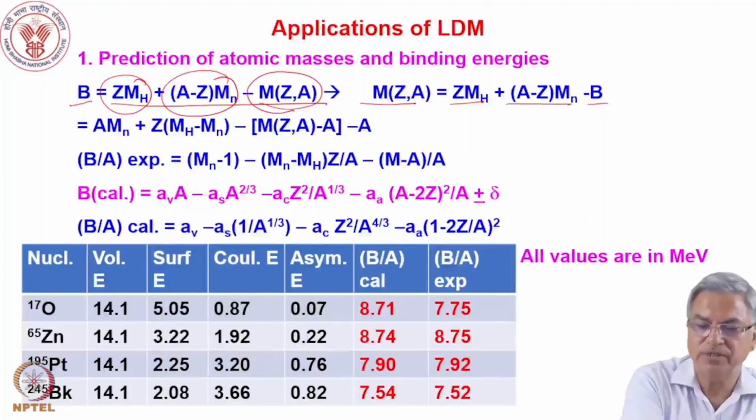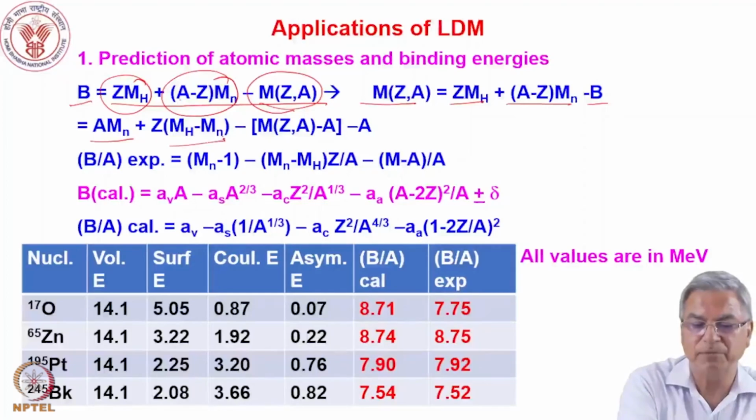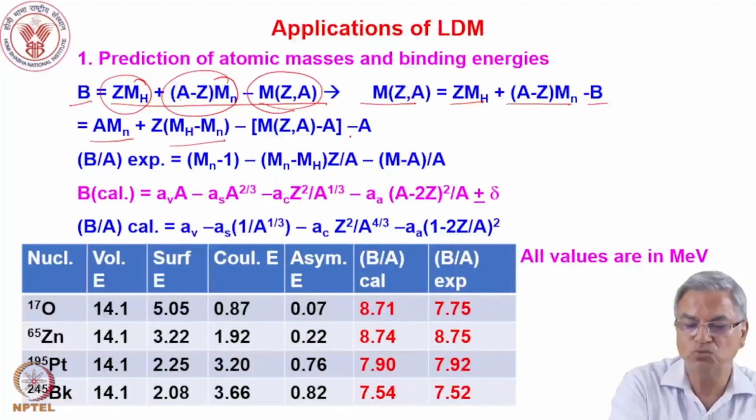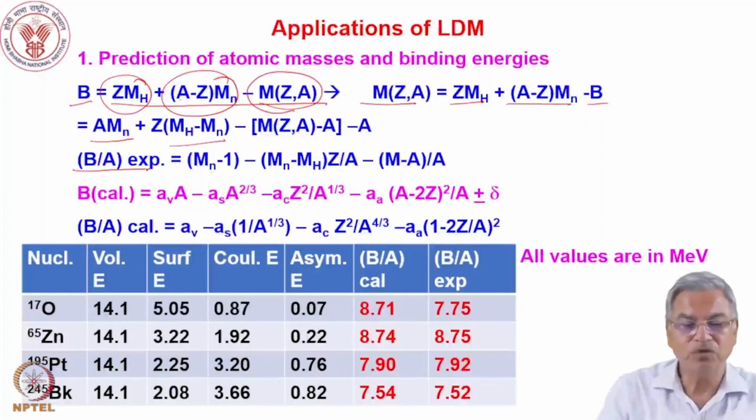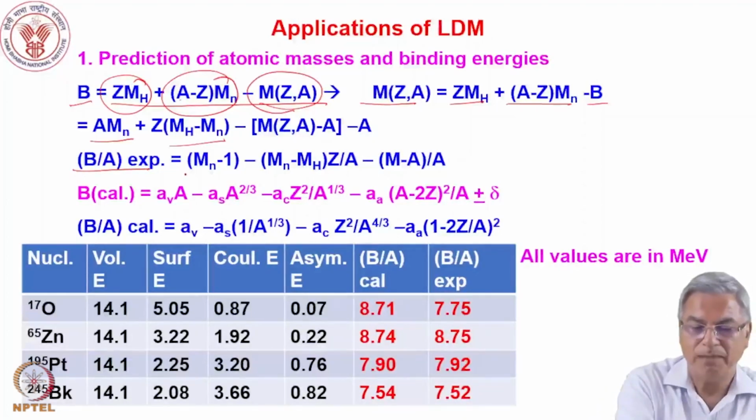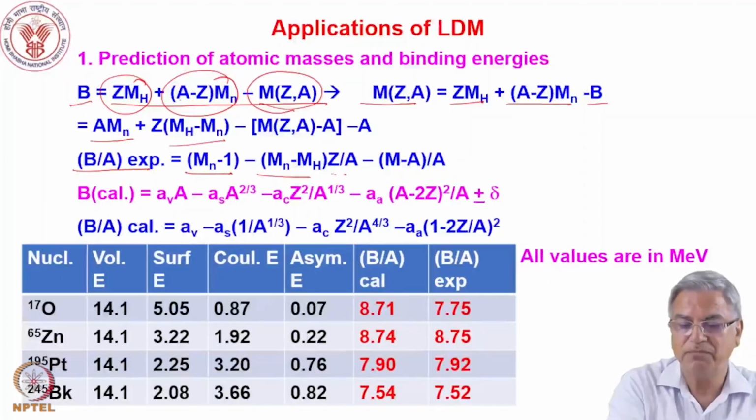So you can now try to do some calculations here. So binding energy equals, we can write here A into Mn, this term, plus Z into Mh minus Mn, you can take from here, minus, just do some jugglery, minus A plus A. So you add one A and minus one A, simplify things. So you can now take binding energy per nucleon, divide by A, experimental, Mn minus 1, Mn minus Mh Z by A, and minus M minus A upon A. So this is, you can write M minus A upon A. This A has been taken here.